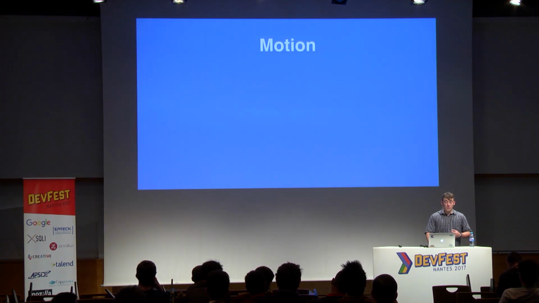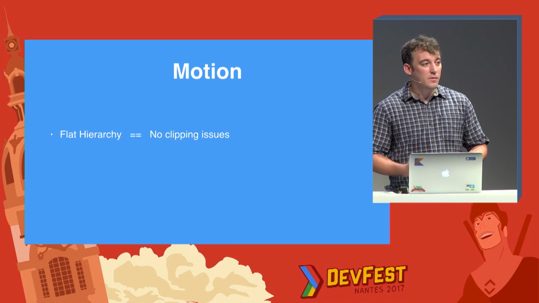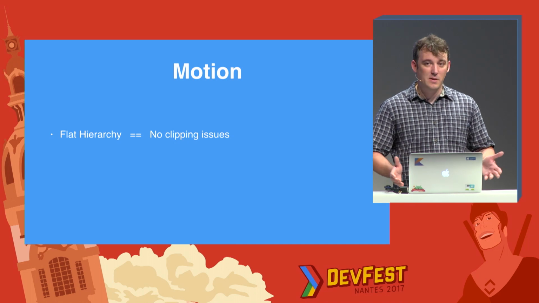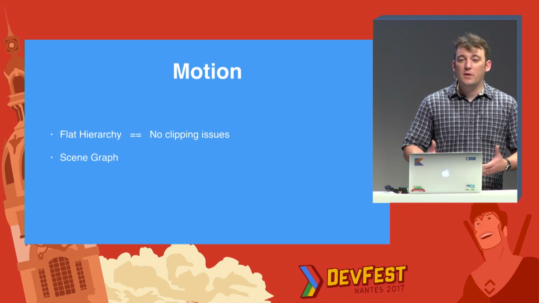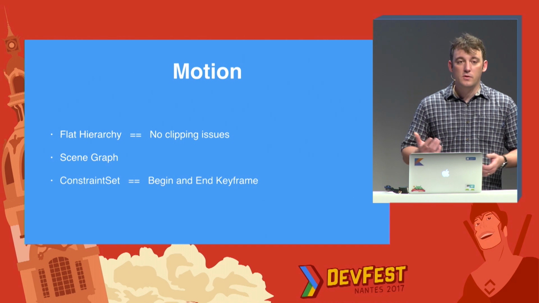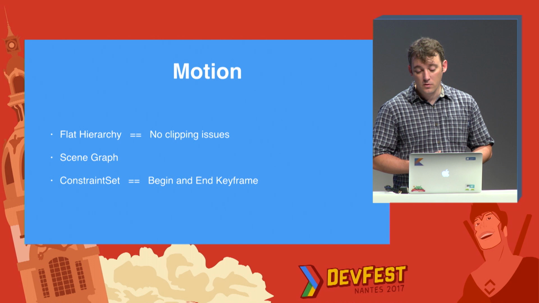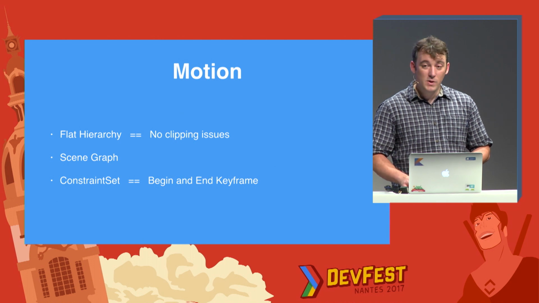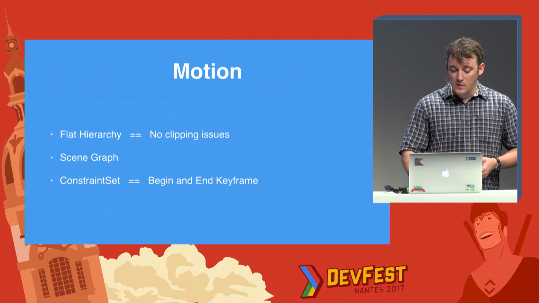But what's something that I'm way more excited about for constraint set is the idea that you can do motion with it. And there's a couple of nice advantages of having this flat hierarchy, right? You don't have clipping issues. You think about the entire hierarchy as a scene graph, and you can think about, let's say, a couple of constraint sets as the beginning and end keyframe of an animation. And what's cool as well is how to actually apply those things.